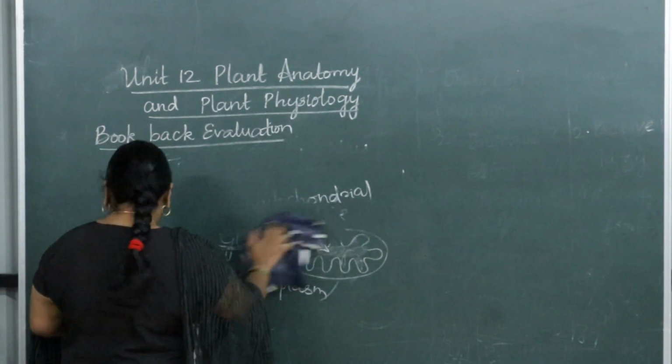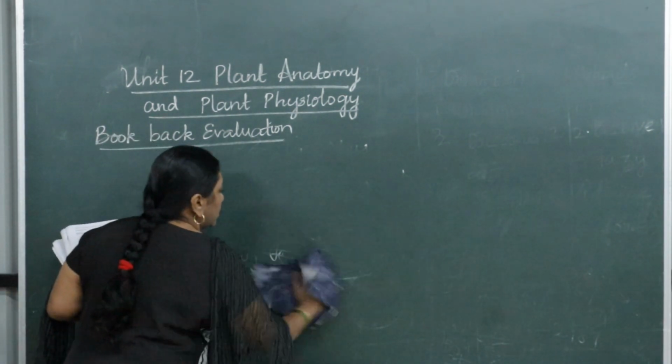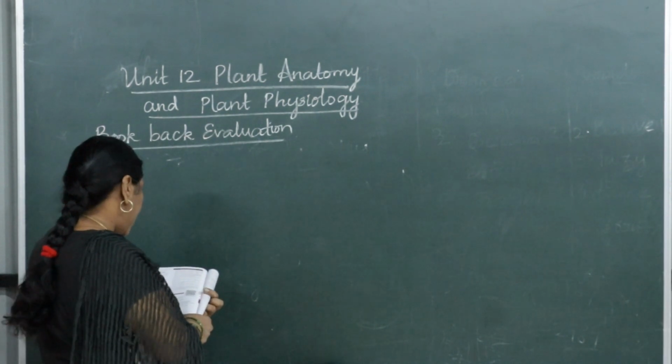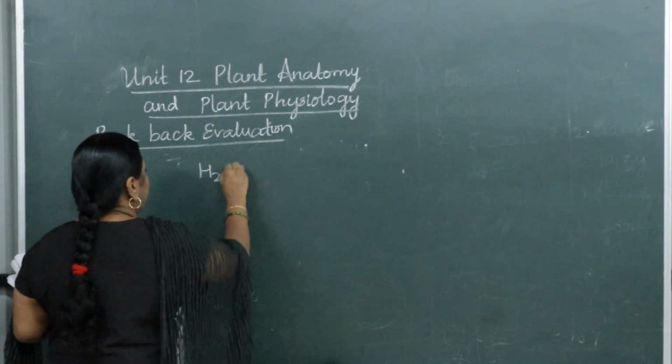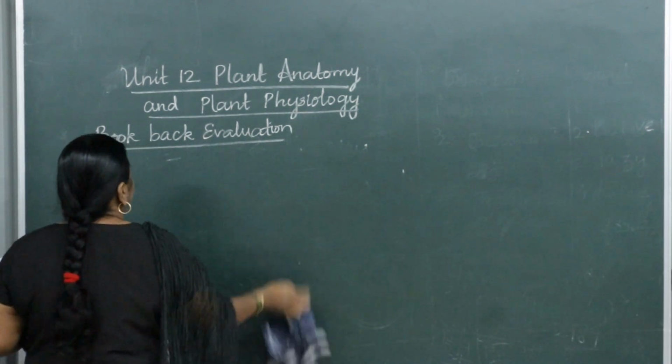Then the sixth and last choose is, at what point is oxygen produced during photosynthesis? When water is split, we get oxygen. Coming to the 2 mark questions, 2 marks.